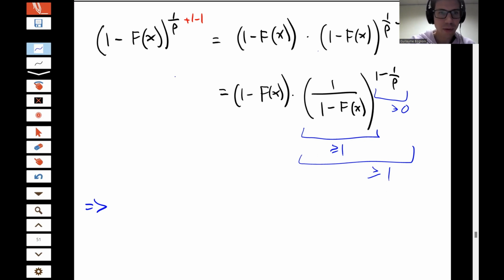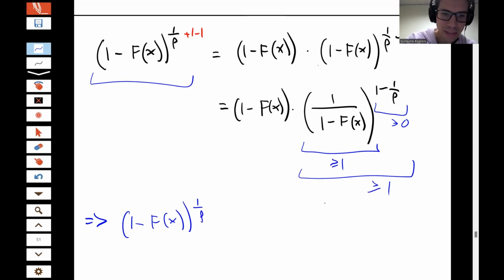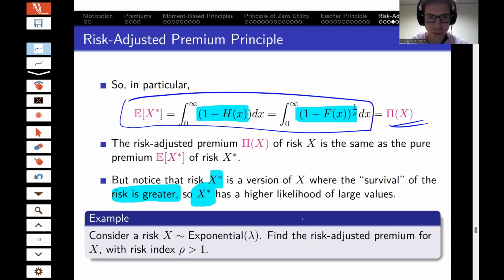What I started with, those calculations show that (1 minus fx) to the 1 over rho is at least as big as 1 minus fx, because it is equal to 1 minus fx times something that's 1 or bigger. So I've shown what I want: the survival of X star is larger than the survival of X for every threshold.